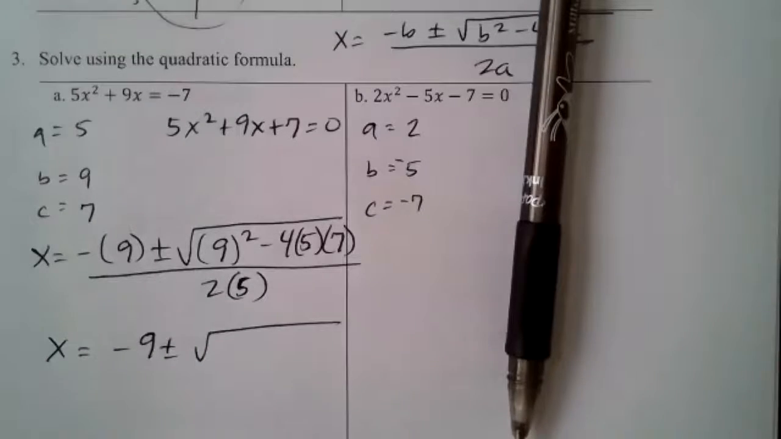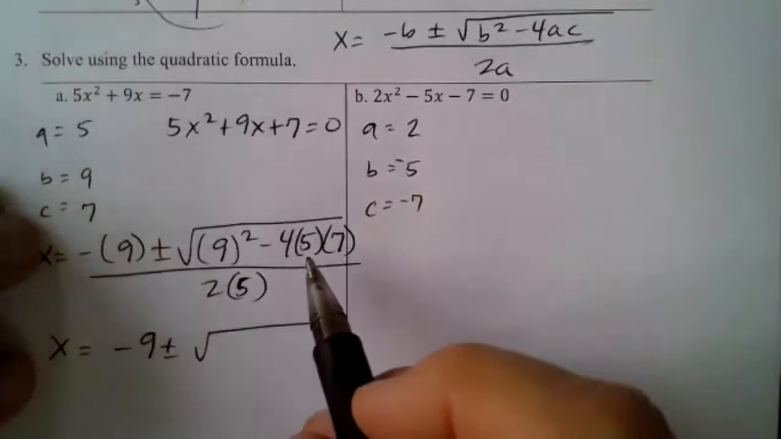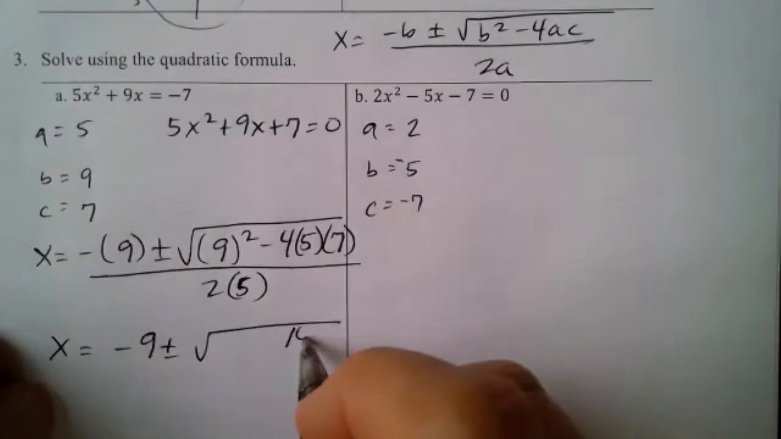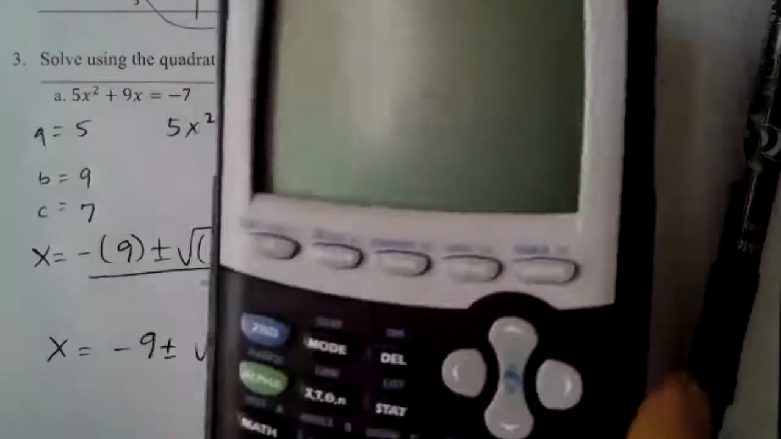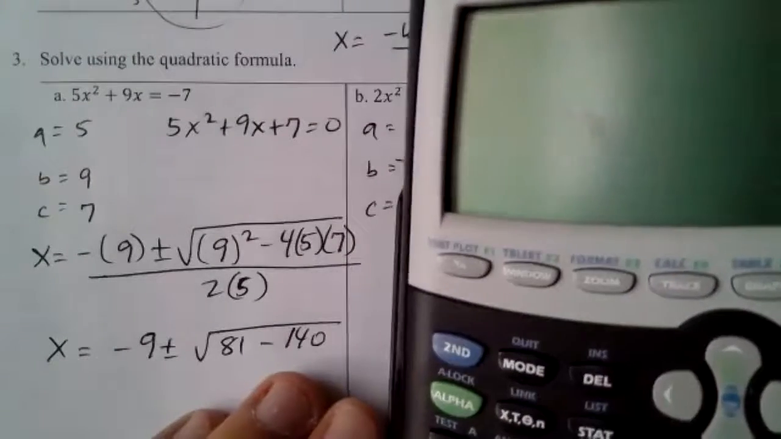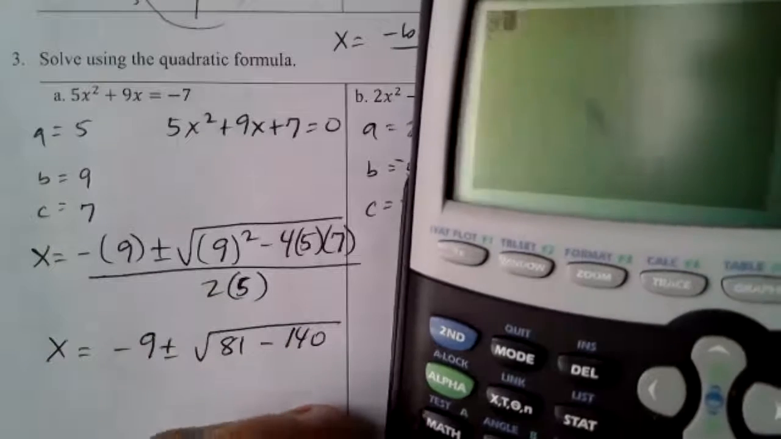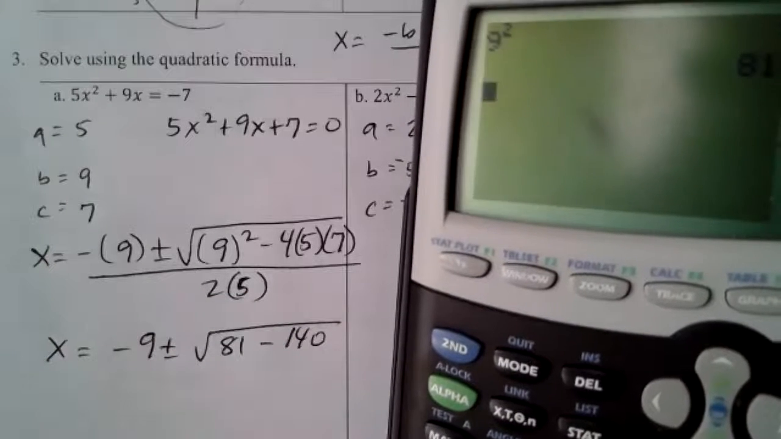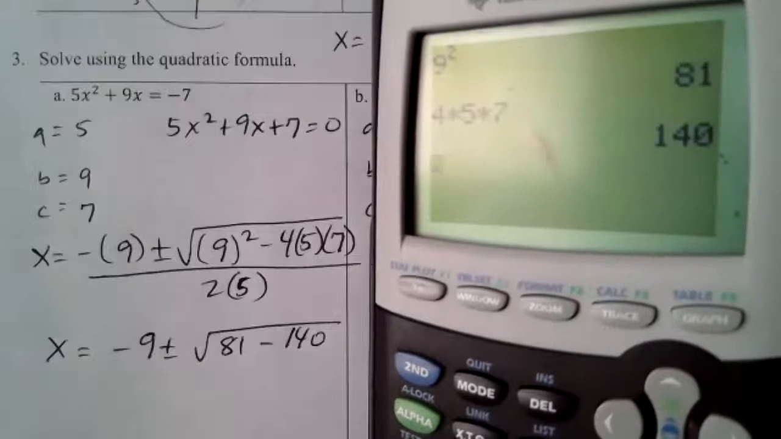All right, so 20 times 7 is 140. And then this was 81. I'm going to show you just to make sure you understand what's going on here. Second mode clear. So we have 9 squared equals 81, and 4 times 5 times 7 equals 140. So now we've got to subtract.